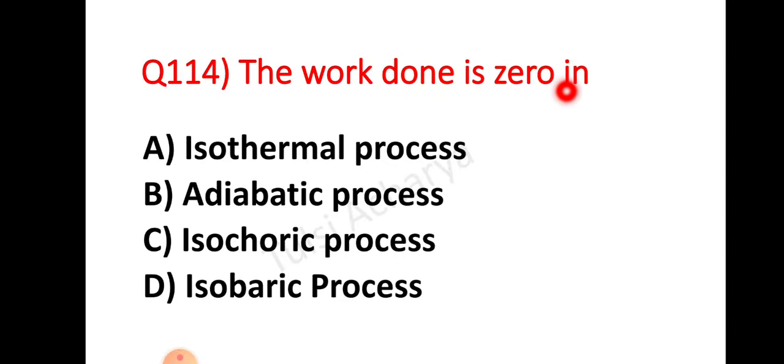Now let's move to question number 114. Work done is zero in isochoric process. Work done depends on change in volume, and change in volume is zero in isochoric process. So option choice C is the correct answer for question number 114.